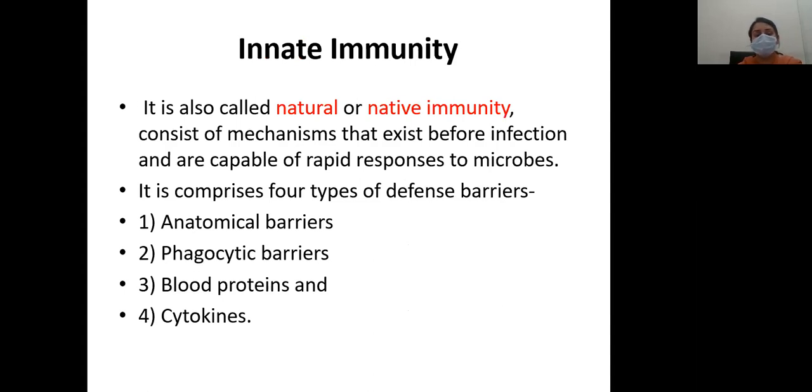Basically there are two types of immunity: innate immunity and acquired immunity. Always remember, innate means it is always inborn. It is also called natural or native immunity. It consists of mechanisms that exist before infection, and they are capable of rapid responses to microbes. It comprises four types of defense barriers: anatomical barriers, physiological barriers, phagocytic barriers, and blood proteins and cytokines.